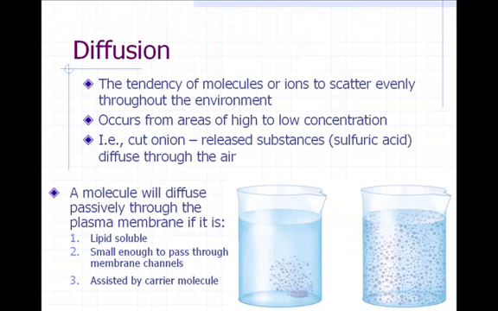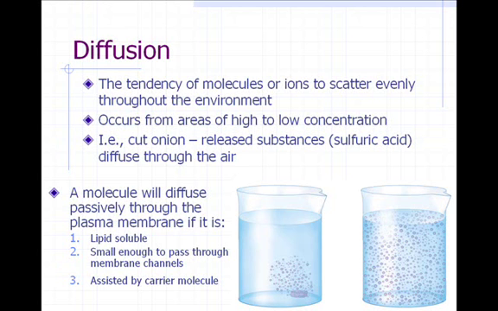We'll start with diffusion. Diffusion is defined as the tendency of molecules or ions to scatter evenly throughout the environment. It will always occur from areas of high to low concentration. Think, for example, of an onion that's cut, and the sulfuric acid, which is the spray that's sort of released when the onion is cut.